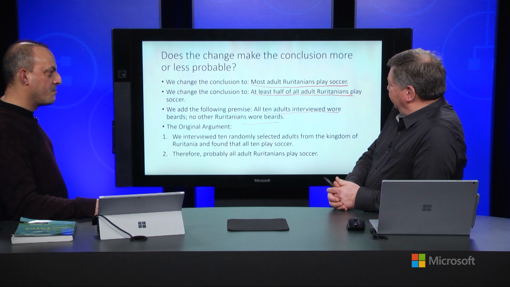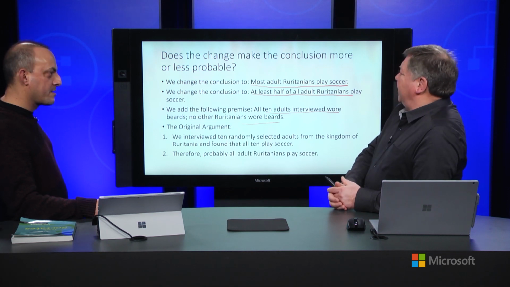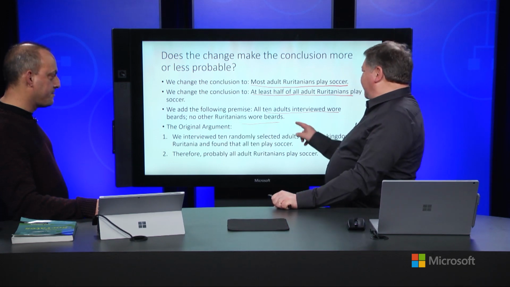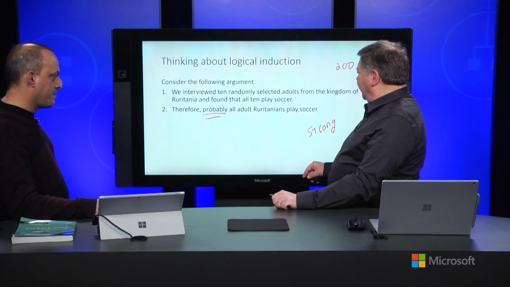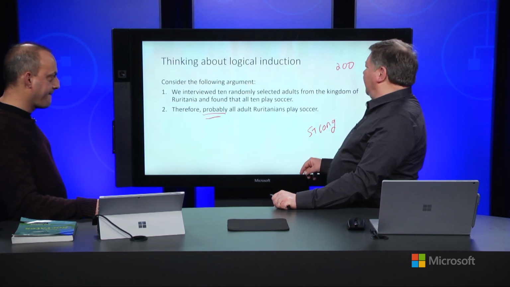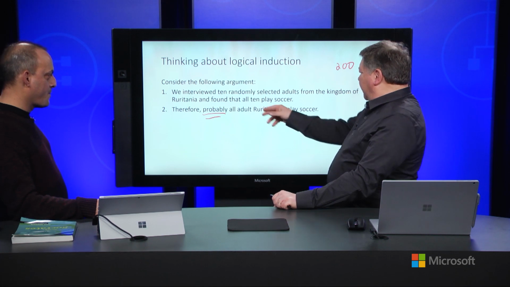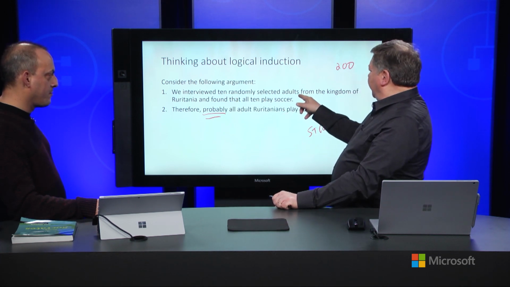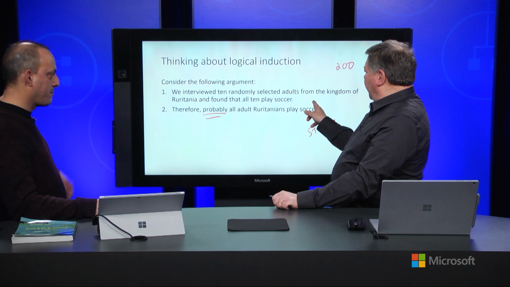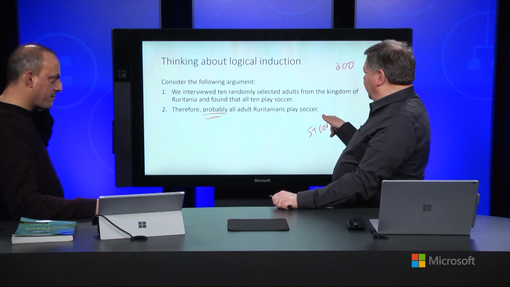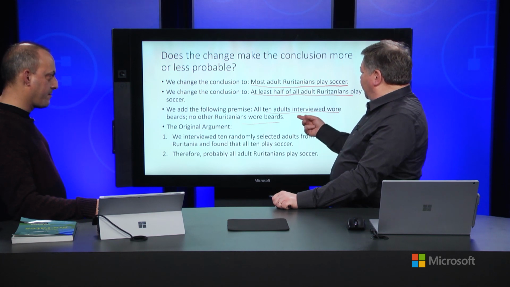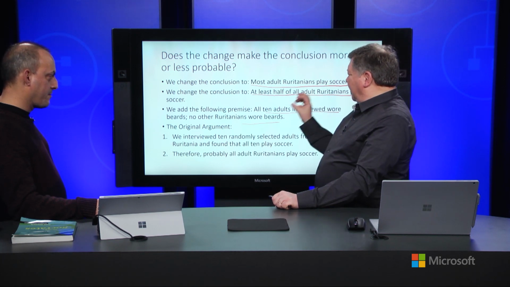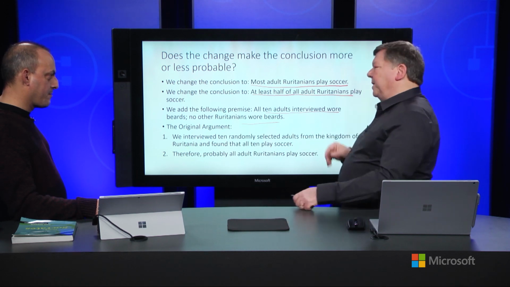I don't think it has any impact on the argument. The wearing of beards does not seem to have any impact. Well, this is where people will disagree because it is somewhat subjective. It seems to me that that weakens the argument, for this reason. We've got a sample of 10 randomly selected adults, and we're making an inference about all the adults in Ruritania. So this premise tells us that those adults in our sample are a little different from the rest of the population.